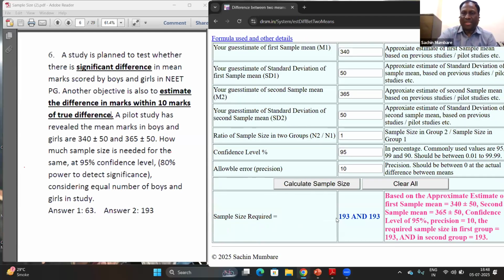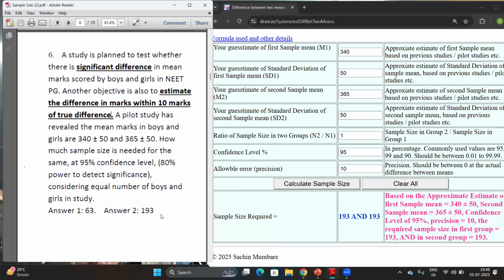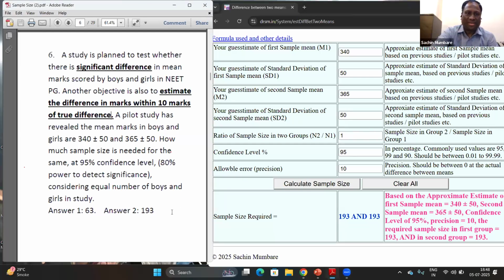And the sample size is 193 in each group. So for first objective, my required sample size is 63. For second objective, my required sample size is 193. You cannot do two studies for different objectives. You are doing everything in one study using one sample. So the actual or applicable sample size is how much? Is it the bigger or lesser of these two? Bigger one, 193. So your applicable sample size will be 193. Okay.